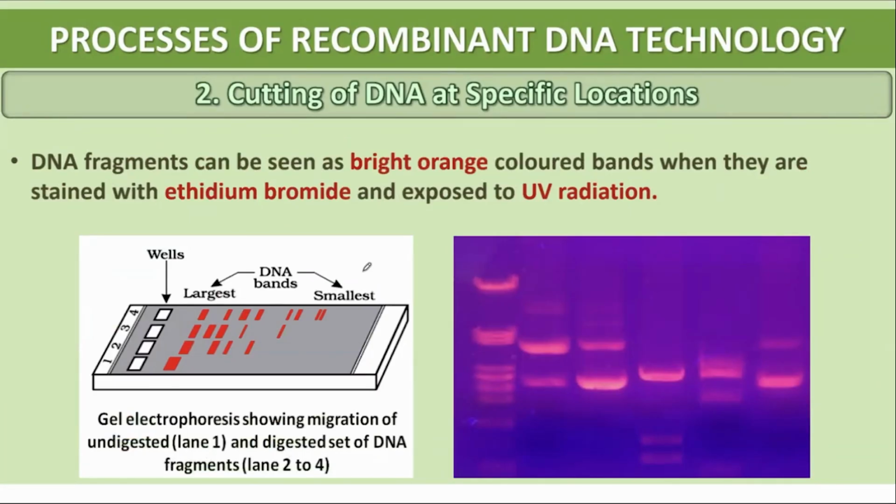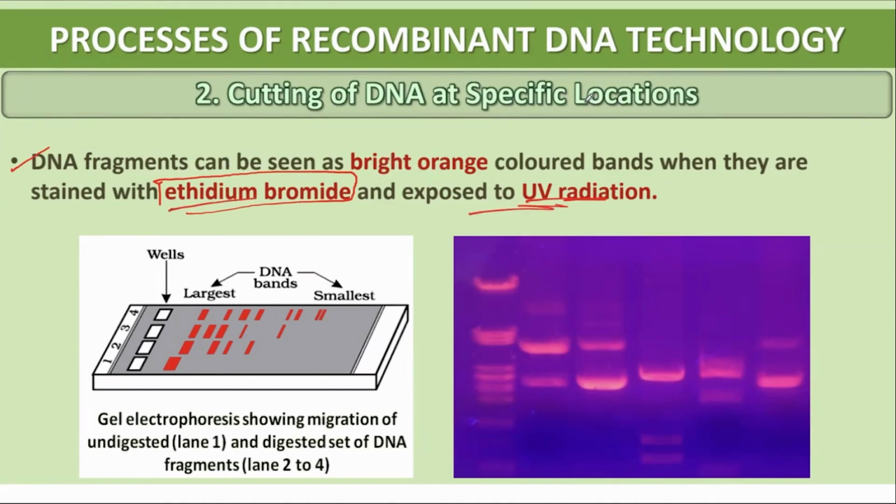You can see this band. This is a very prominent band. So how do you visualize this? This DNA fragment can be seen as a bright orange. We already know DNA is such a small molecule that we cannot see it with the naked eye. But we can visualize it. With gel electrophoresis, we have another thing coming up, ethidium bromide, which binds to DNA and illuminates in the presence of UV. So DNA fragments can be seen as bright orange colored bands when they are stained with ethidium bromide and exposed to UV radiation.